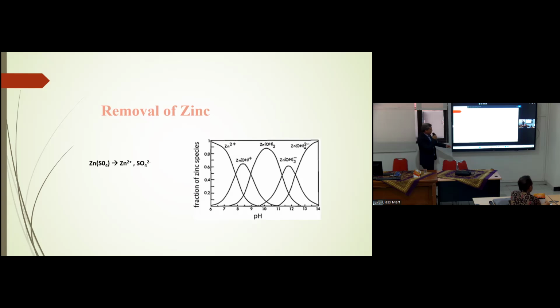Here we use zinc as the source of zinc. We use this source of zinc to have this cation.